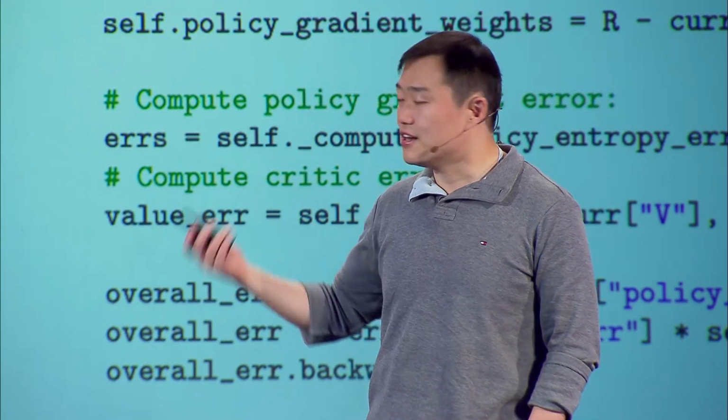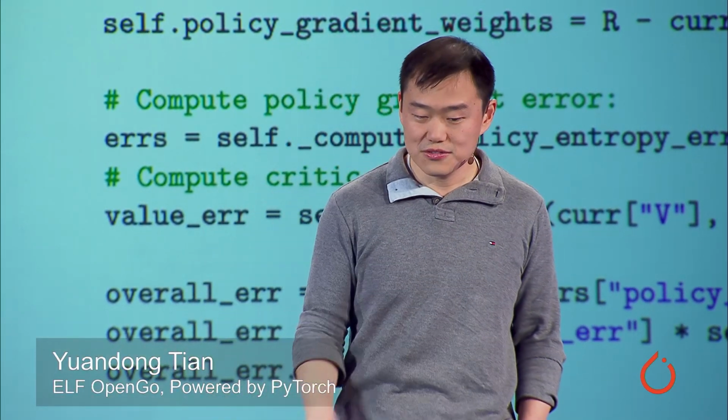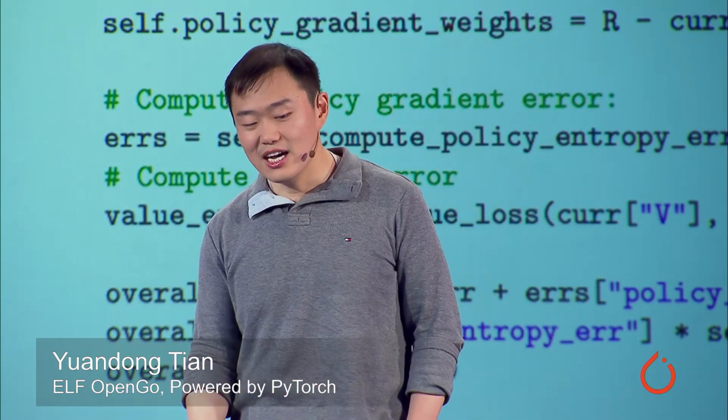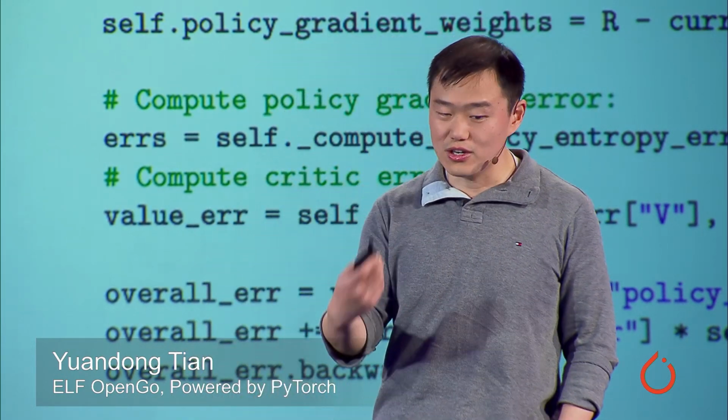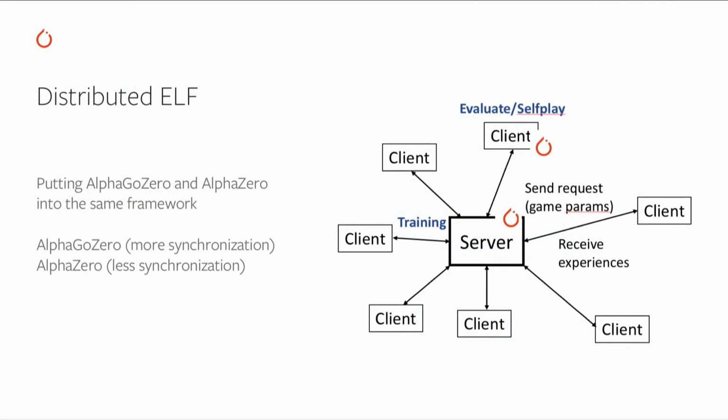We also have a reinforcement learning PyTorch platform that is written within ELF, and you can write A3C in 30 lines. And this is all powered by PyTorch. So if you want to use it, feel free to use it. And in order to get AlphaGo Zero working, we actually have an extended version of it. It's called distributed ELF. You have one server, and you send requests to all the clients. And these clients are playing all the self-plays.